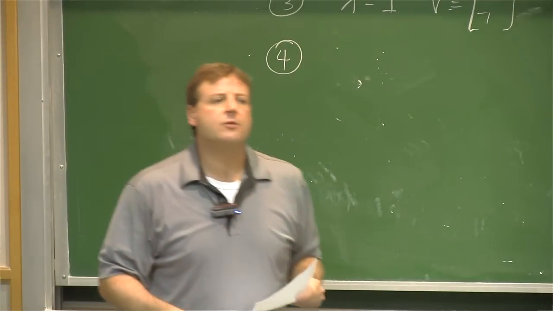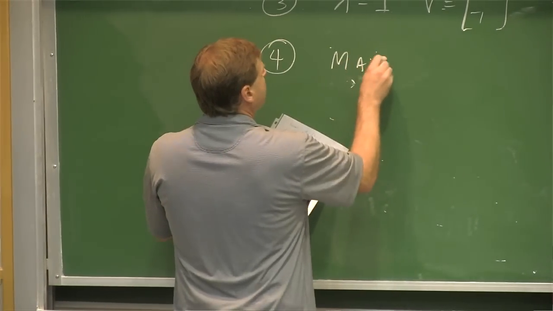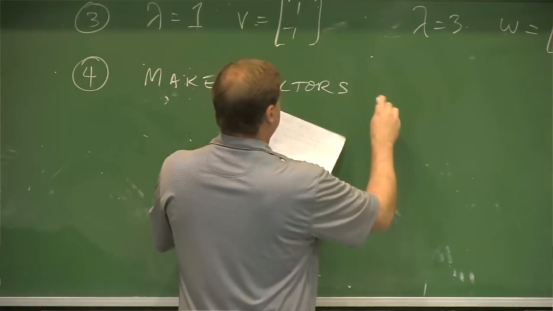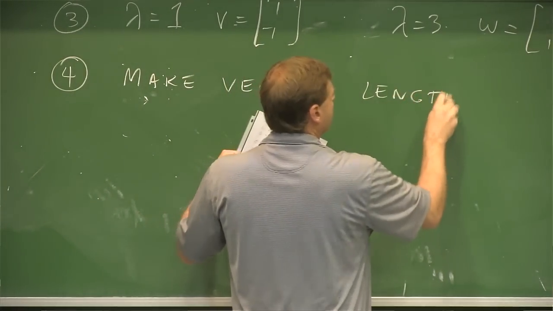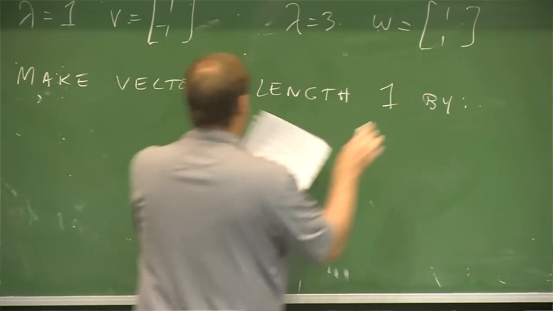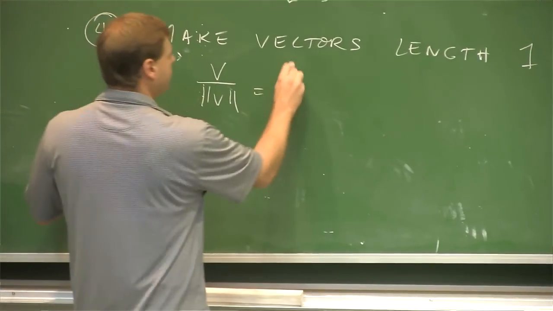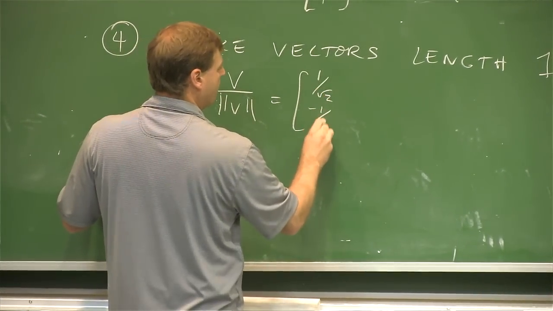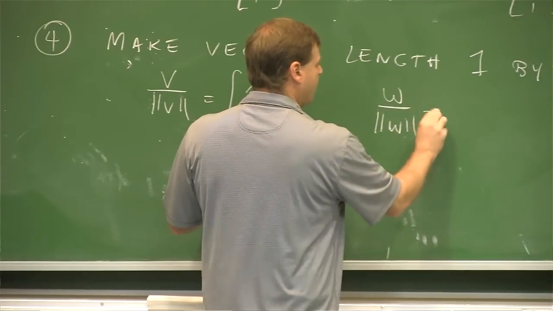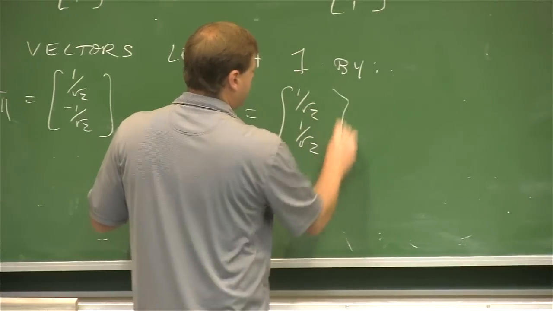Step 4 was to take those vectors and make them have length 1. How? You divide by their current lengths. So we take V divided by its own length. In that case, we got (1 over root 2, negative 1 over root 2). And then we took W and divided by its own length, and that gave us (1 over root 2, 1 over root 2).